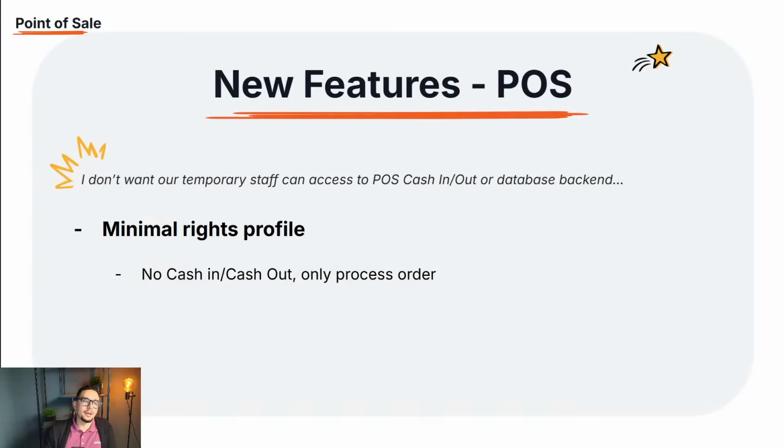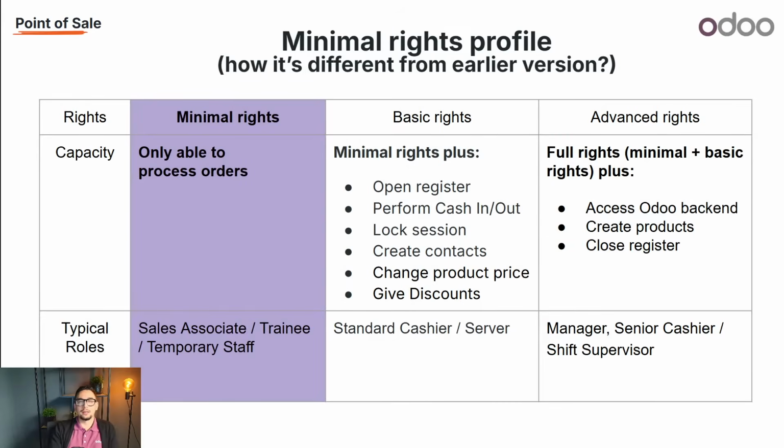So let's say that I own a restaurant and I don't want my temporary staff to access the POS cash in and cash out, and I don't want them to also access the database backend. So I have different profiles that I can provide right now. We have more options for user access rights. So we have minimal rights, which only allows the employees to process orders.